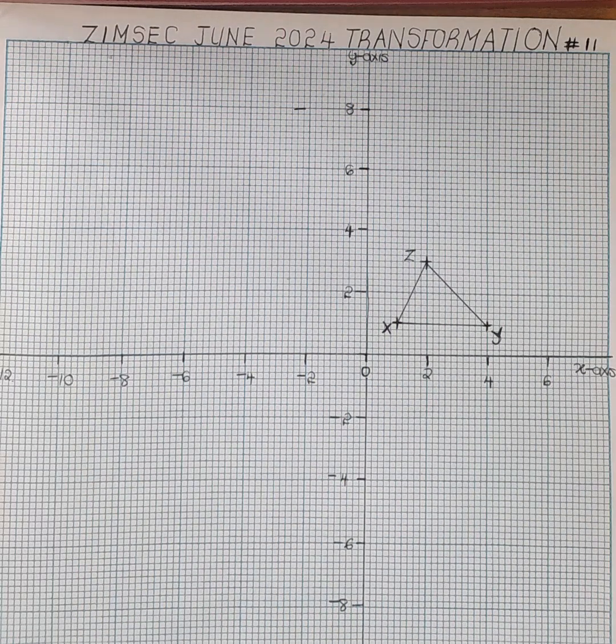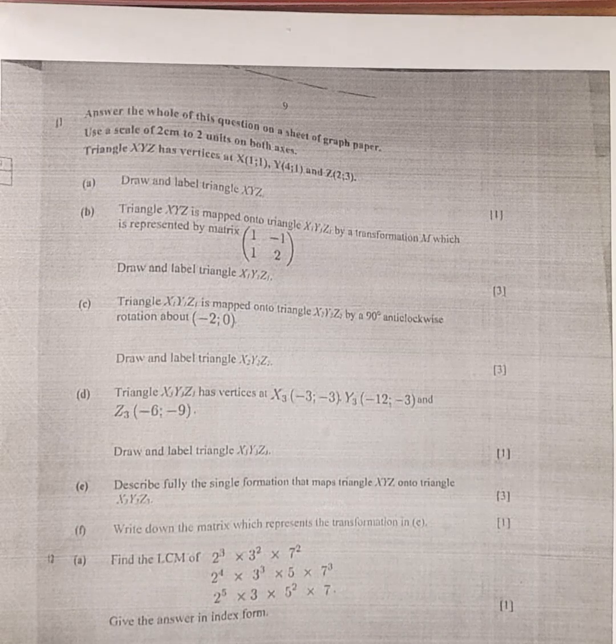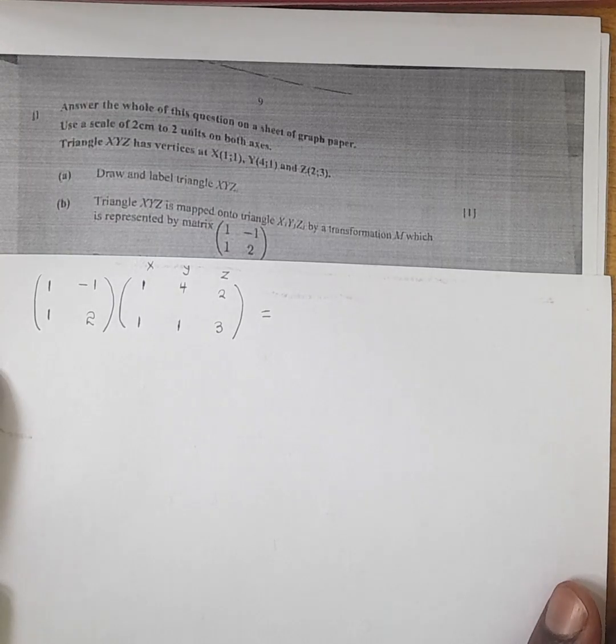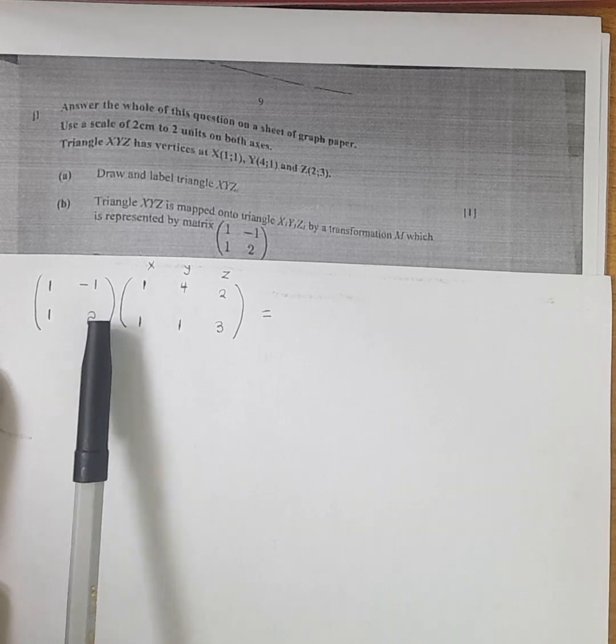Let us move on to part B. Part B is saying triangle XYZ is mapped onto triangle X1, Y1, Z1 by a transformation M, which is represented by matrix (1, minus 1; 1, 2). Draw and label triangle X1, Y1, Z1. So we are going to pre-multiply this XYZ by this matrix. So it is very important that you know how to write the coordinates in column vector way.